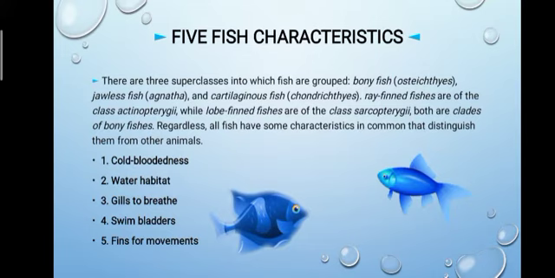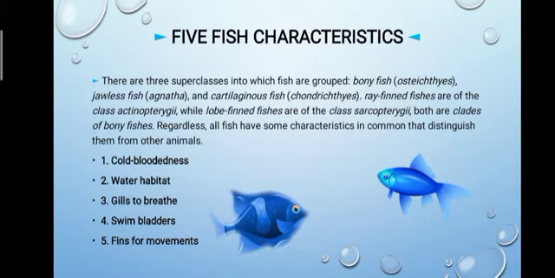Regardless, all fish have some characteristics in common that distinguish them from other animals. So here are 5 characteristics of fish. It involves first the cold-bloodedness, second, water habitat, third, gills to breathe, fourth, swim bladders, and last is the fins for movements. So the first characteristic is the cold-bloodedness.